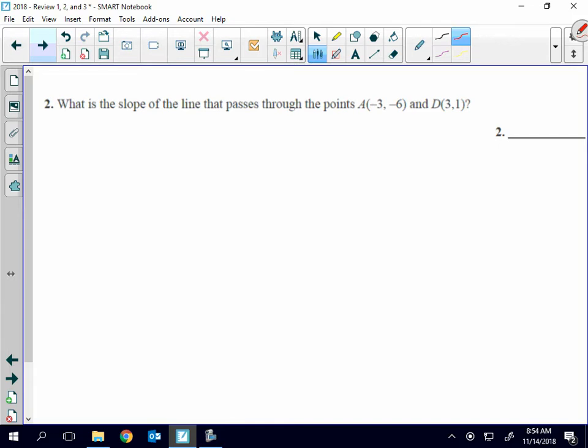Number 2, what is the slope of the line that passes through the points A, -3, -6, and D, 3, 1? Again, we're looking for slope, which is the change in y over the change in x, and we have a formula that allows us to do this from 2 points. That would be y2 minus y1, the change in y, over x2 minus x1, the change in x. Label your points.